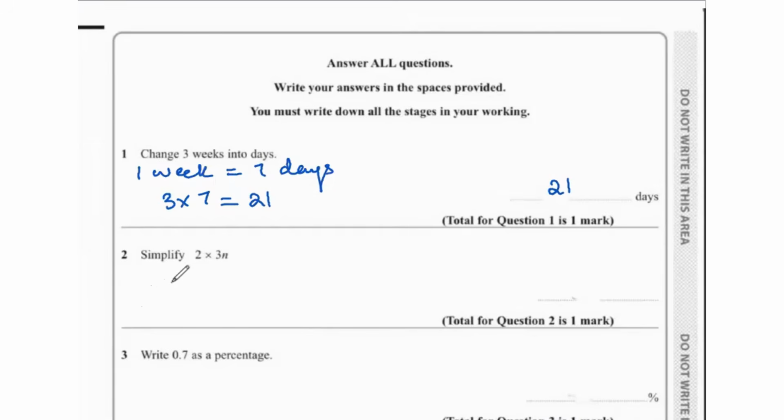Then simplify 2 times 3n. You multiply 2 with 3 and then the result with n. So that's going to be 6n. You don't multiply 2 with 3 first and then with n. Just multiply 2 with 3n directly.